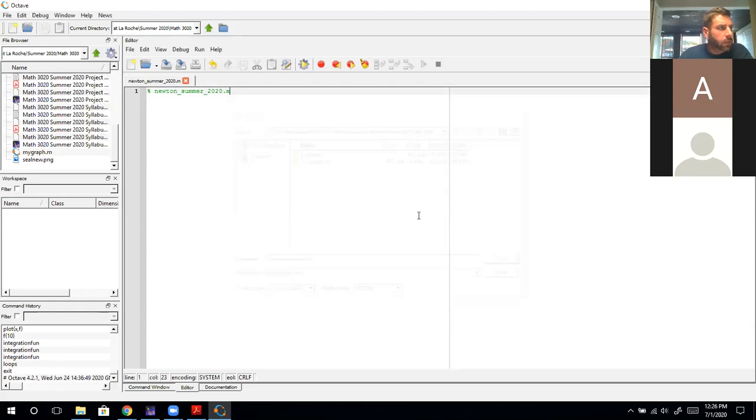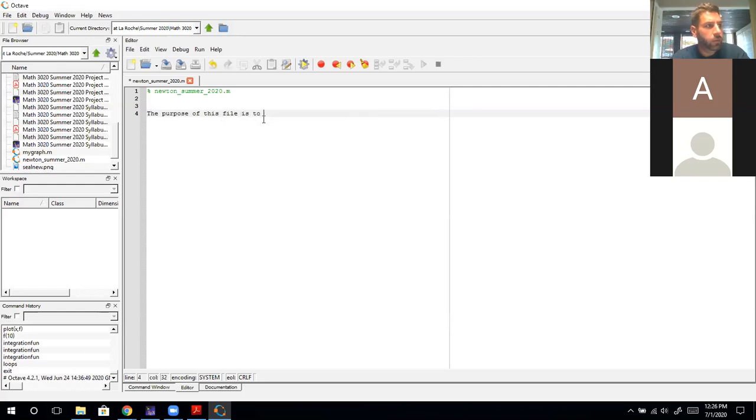All right. And so what we're going to say is the purpose of this file is to use Newton's method to approximate roots. We want to approximate roots. Now, don't forget, this needs to be commented out.